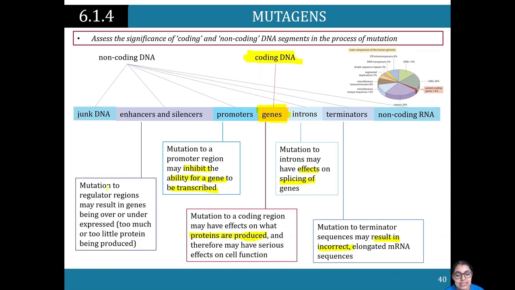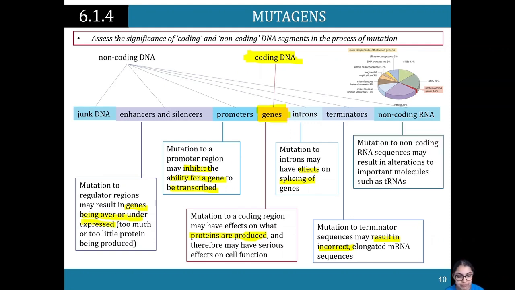Mutations to enhancers and silencers, so these are the regulator regions. They enhance certain genes and they silence certain genes when we don't need them. So if mutations occur in this region, it can lead to some genes being over or underexpressed, and that can lead to either too much protein being formed or too little protein being formed.